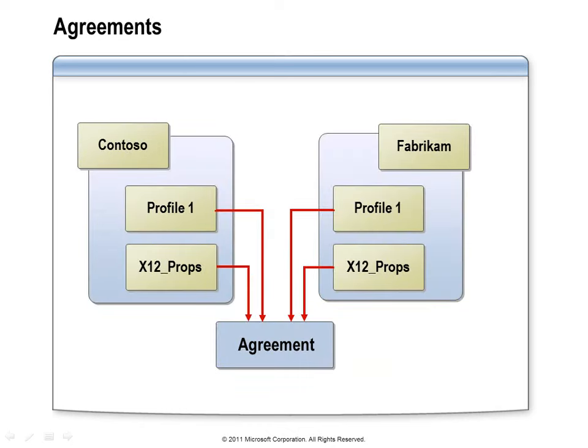You can see an example of that here with an agreement where when we set up that agreement, we're going to choose two different partners or parties. We're going to choose their particular profiles and then a set of their properties. So in this case, we're defining an agreement where we're going to do an interchange with X12. And so we've got a set of properties that have been identified on each of the parties that are then going to get applied and be part of that agreement.